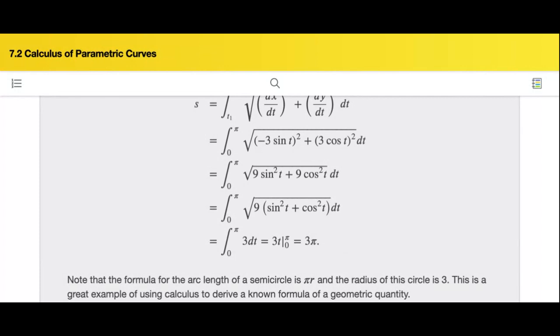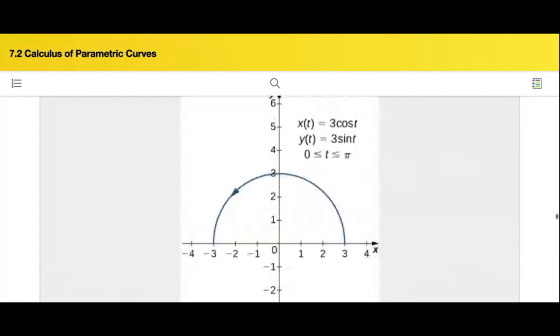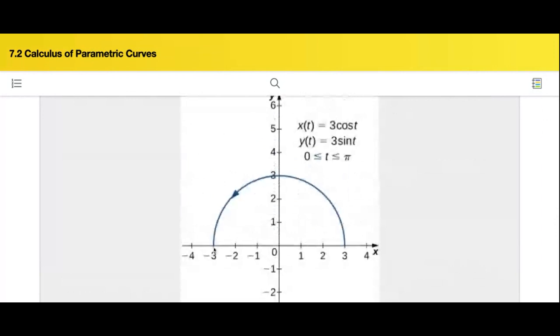Anyone has any questions? Okay, let's see if we have more. So you see, right, the graph of this is just a circle centered at origin with radius of 3. And what's the circumference of this semicircle? That's 3 pi.